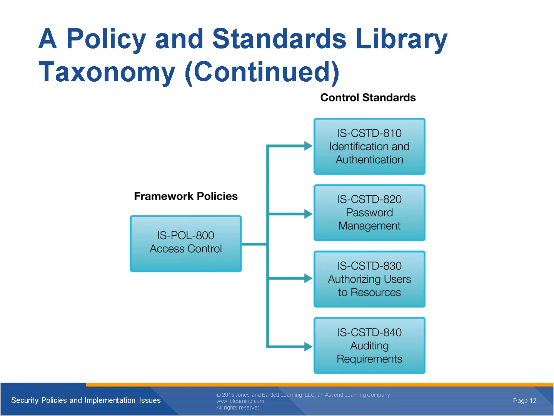Look at the Access Control ISPOL 800 framework policy as an example. You can see control standard labeled ISCSTD 810 through 840. The CSTD label is short for Control Standard. The figure shows just this part of the policy and standards library.